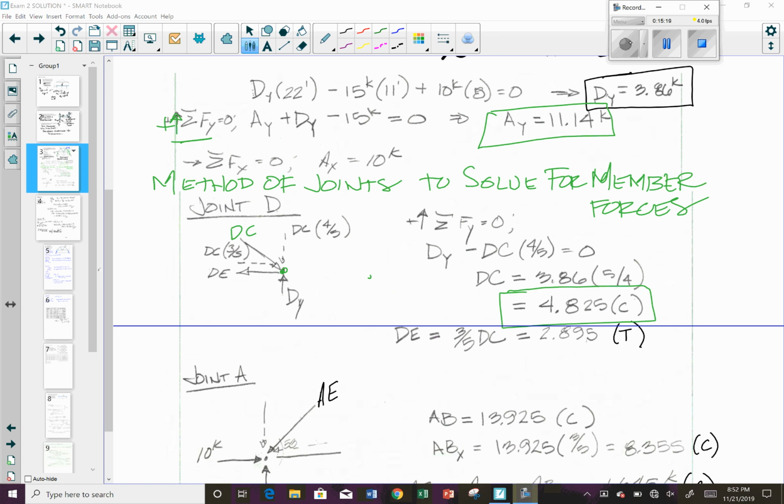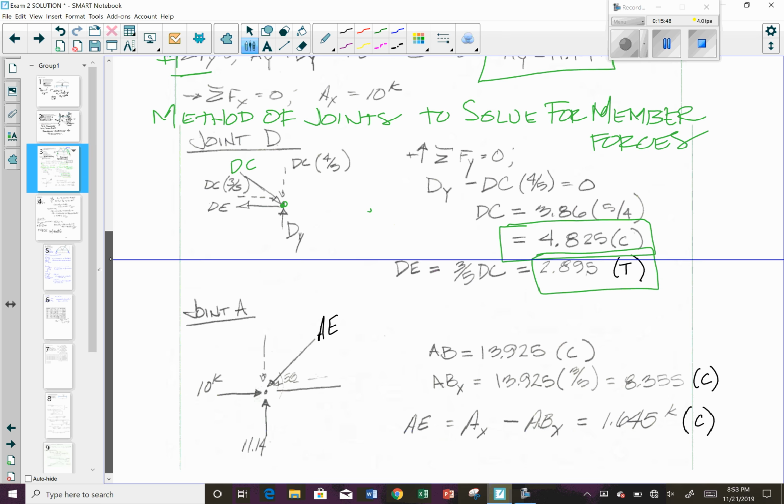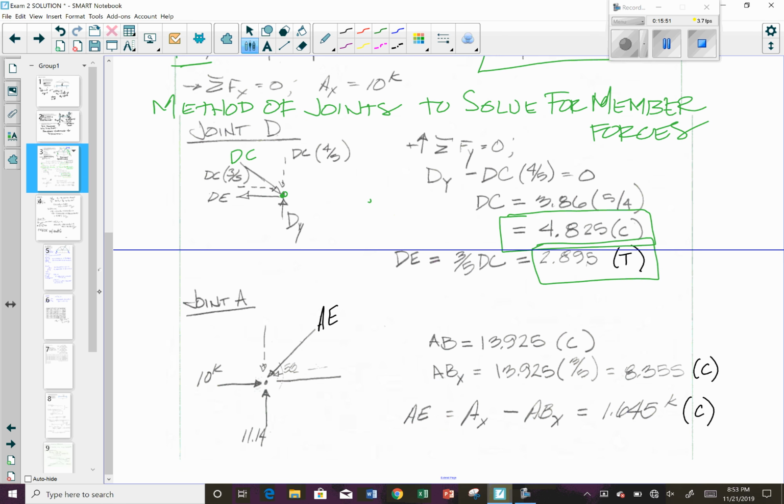Okay, so then DE, the horizontal component, is equal to 3/5 of the DC member. So we've set this up so that we know what direction this component is going. This component DE, the force in member DE, needs to go in the opposite direction. It comes out to be 2.895, and that's a tension force. Okay, now going through and solving, I'm going to take joint A and solve for that.